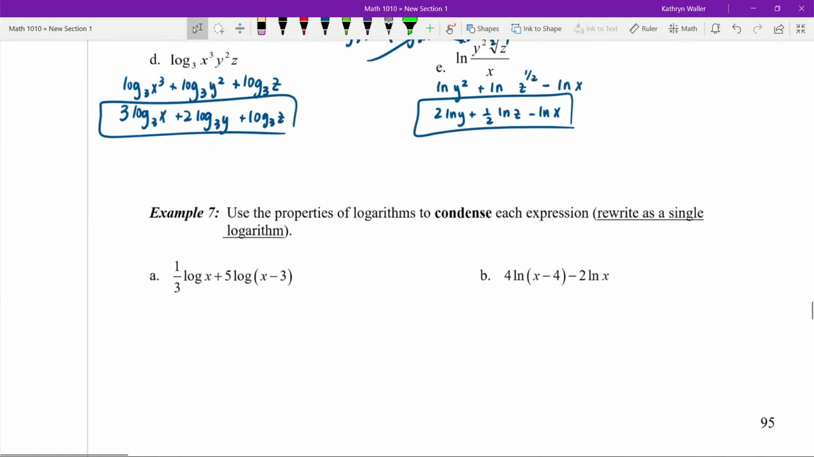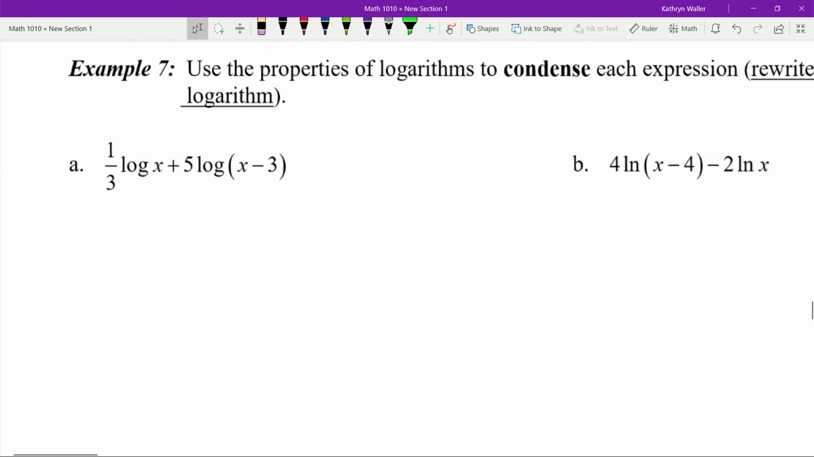Okay? Okay, now we're going the other way. Now we're going to squish it together. So we have to go in the opposite order of what I just did. Someone tell me what to do first. 1/3, talk to me, Weston. Bring it up. Yeah, the 1/3 comes up and the 5 is going to come up. So this is log of x to the 1/3.